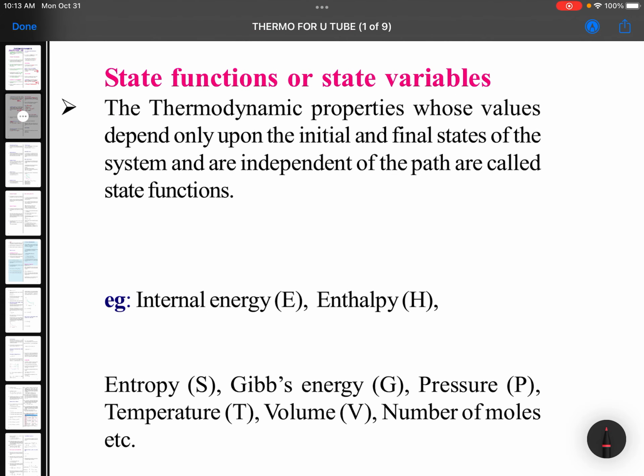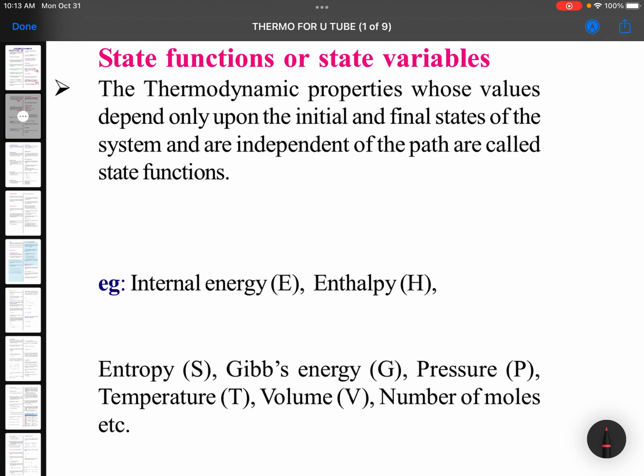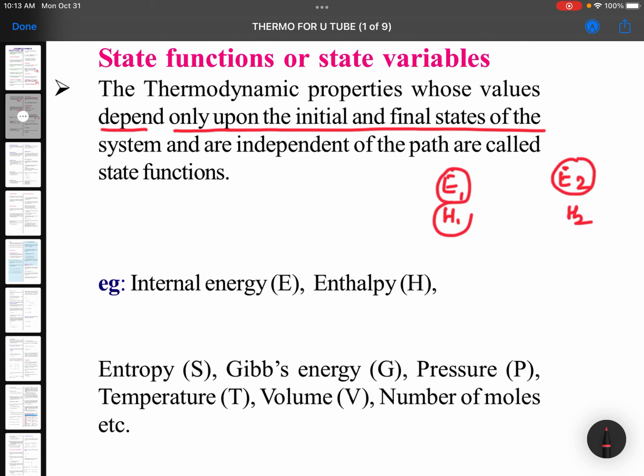State functions are state variables. The thermodynamic properties whose values depend only upon the initial and final states of the system and are independent of the path are called state functions. For example, the initial state E1 and final state E2, or H1 and H2. It depends only on the initial and final states, but not on the path by which it is converted. Whatever changes you make, no worries. It depends on the initial and final states.